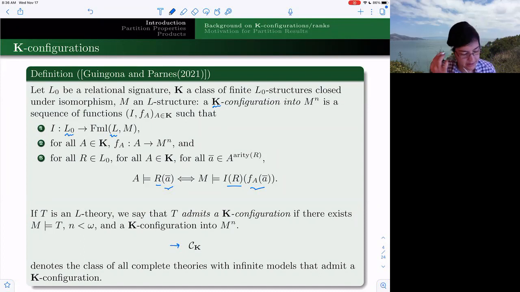This would be called a K configuration into M to the N. If there exists an N that has the order on N-tuples, then the theory itself admits a K configuration. As I understand it, the definition is K configuration into M to the N, so the N is indexing it. And then to admit one, there has to exist an N.